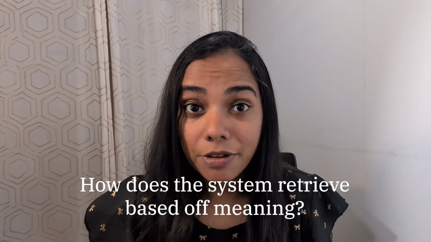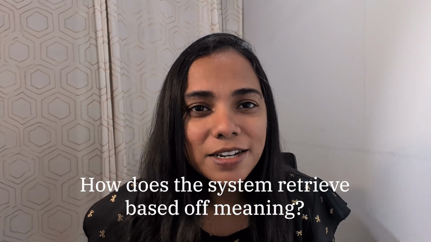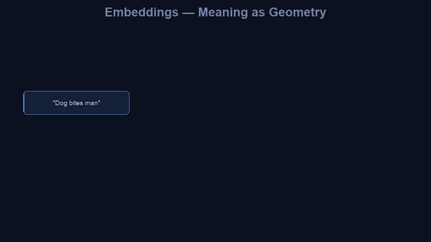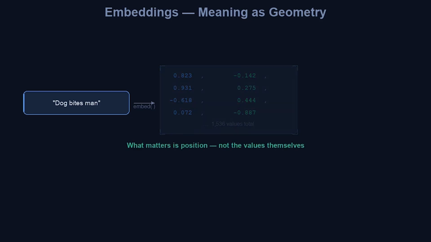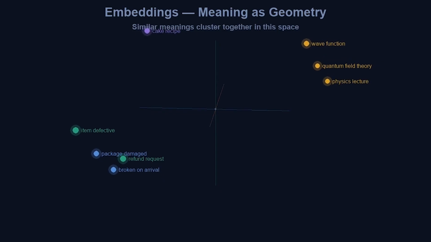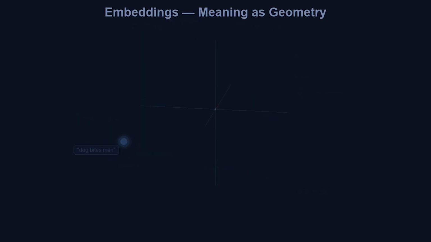So if keyword retrieval breaks, how does the system retrieve based on meaning instead? The answer starts with embeddings. An embedding is just a numerical representation of the meaning. The model takes text and converts it into a vector, which is a long list of numbers. Those numbers themselves are not important. What matters is their position in the multidimensional space. Similar meanings end up close together in this high dimensional space. Different meanings end up further apart.